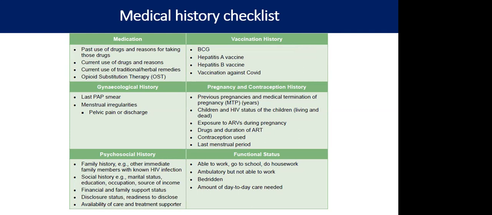Psychosocial history, family history, like other immediate family members with known HIV infection, social history, marital status, education, occupation, source of income, and financial and family support status, disclosure status, like readiness to disclose. This is important at the ART center level, particularly for spouse counseling or partner counseling. The disclosure status, we need to assess the readiness, or we need to counsel the patient positively to promote disclosure among those who are susceptible.